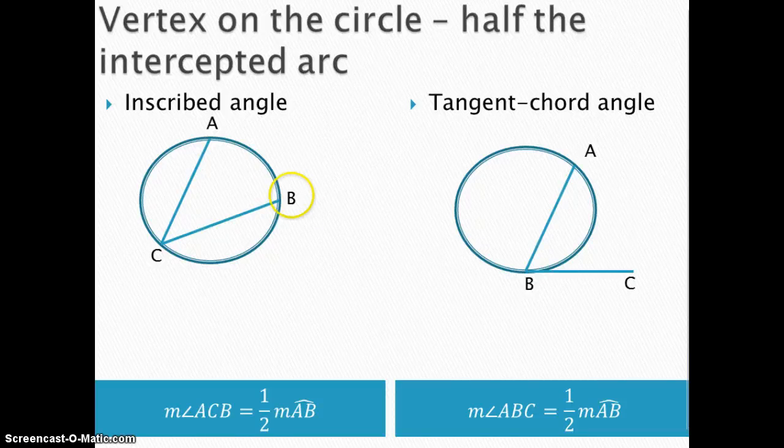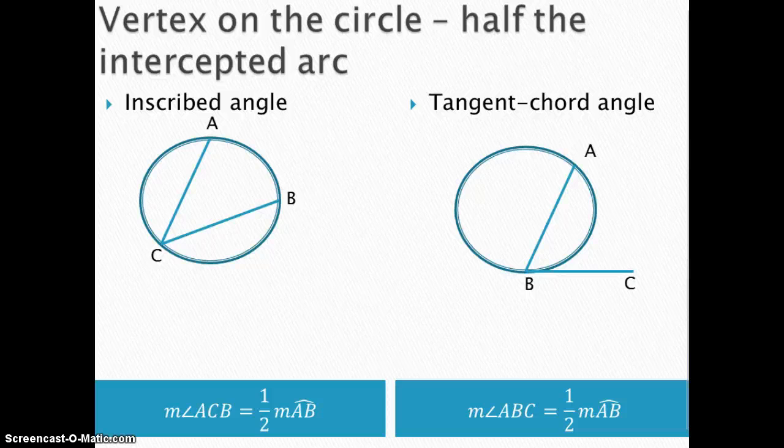Looking at the two different types of vertex on the circle, we have an inscribed angle. The inscribed angle is when the vertex is on the circle and it's made of chords. And we have a tangent chord angle composed of a tangent, segment BC, and a chord, segment AB. In either case, when the vertex is on the circle, you take half of the arc, and that will give you the measure of the angle. Similarly, if you know the angle and you want the arc that it cuts off, you're going to double that.